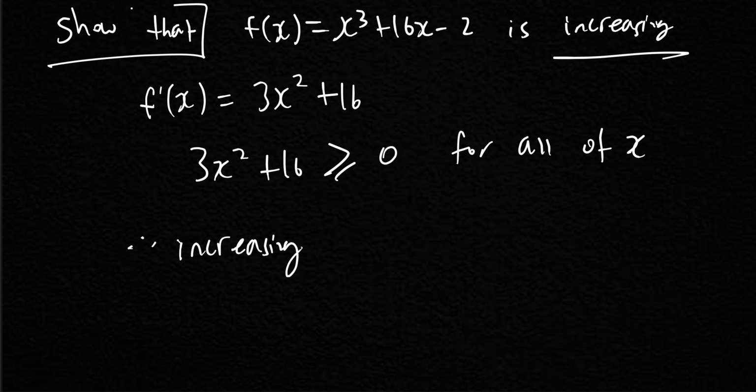The show that questions are pretty simple. You just need to show, just guarantee that it fulfills the criteria. The find the interval questions are the ones that are time consuming. Find the interval for f of x equals x cubed plus 6x squared minus 135x is decreasing.